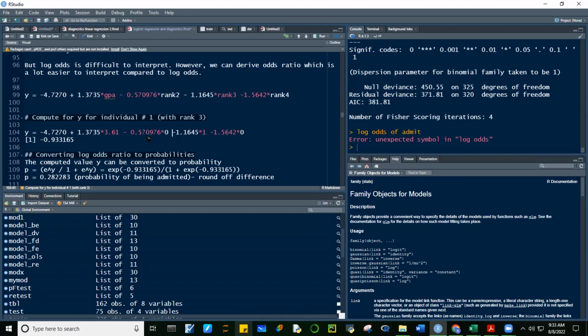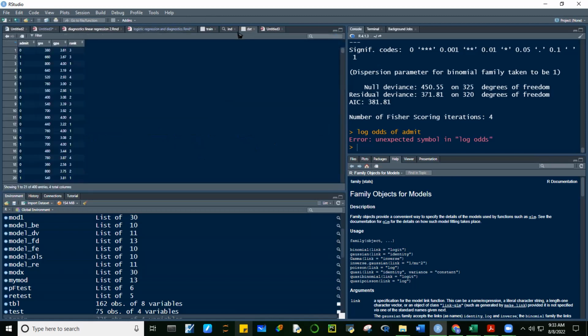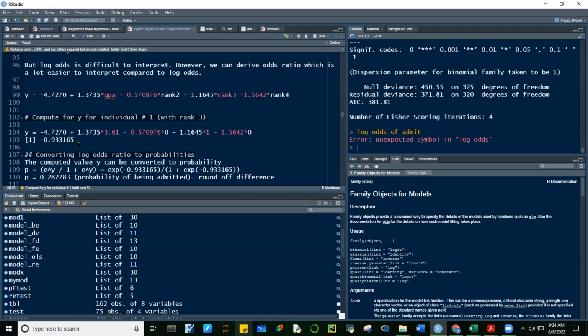So this negative 0.57 is for rank 2. Di naman siya rank 2 eh. Tapos ito, negative 1.1645 times 1. Okay, tama. Papasok to kasi rank 3 siya. And then ito na naman, times 0 na naman siya. Okay? So there you go. The value of y for the first observation. So yung unang-unang observation, ang value ng y natin is negative 0.933, which is equal to the log odds ratio. No?